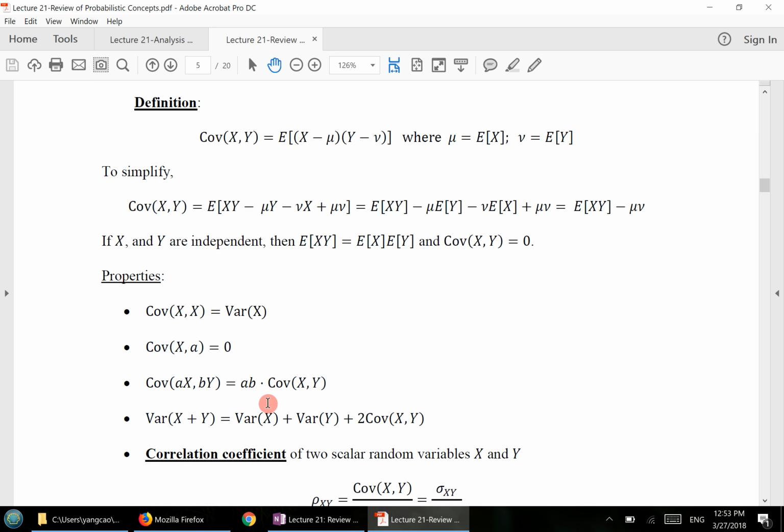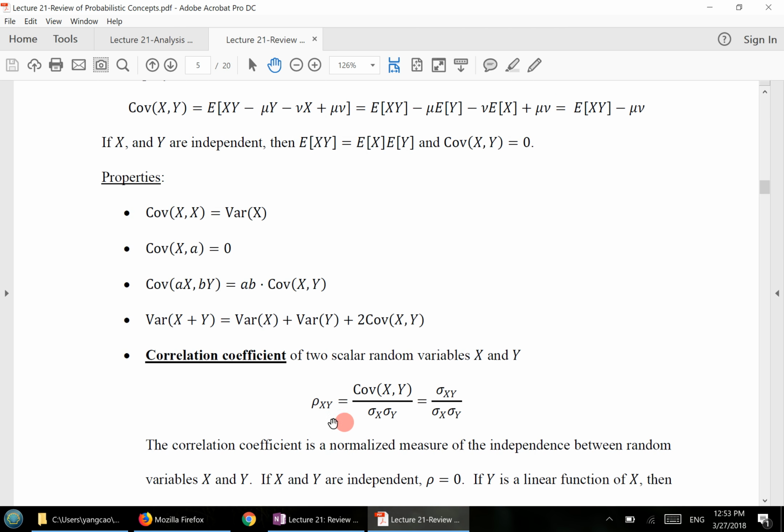So now the next one is the so-called correlation coefficient. The correlation coefficient is defined as this one. It's the covariance between x and y, divided by the product of the standard deviations of the two random variables. Now, the correlation coefficient is a very important coefficient that can give you a sense of how much independence there is between the two random variables.